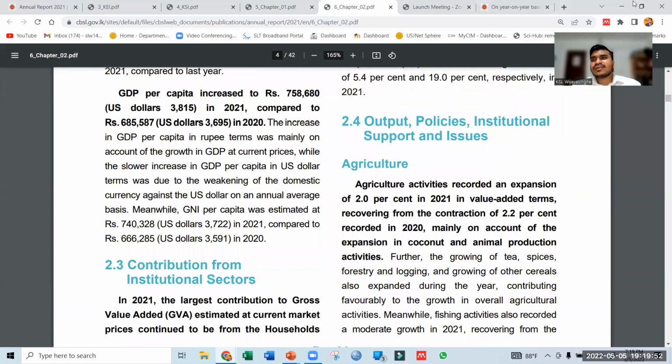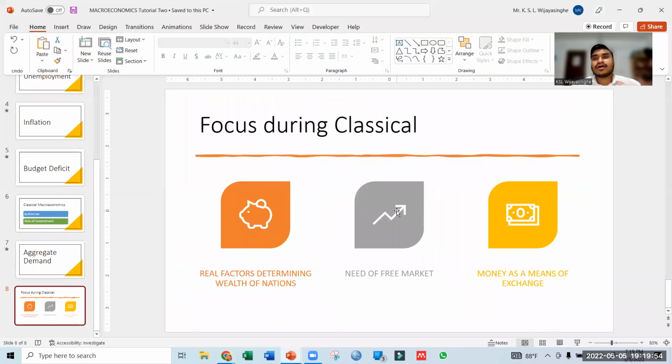So with that, I would like to wrap up. Next week, I will come with the graphical illustration where we will discuss the classical model of employment. We will discuss the marginal product of labor and so forth. Okay, so all the best.